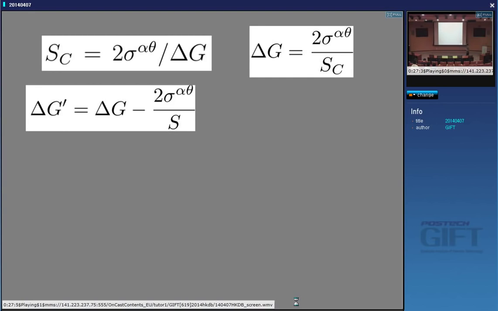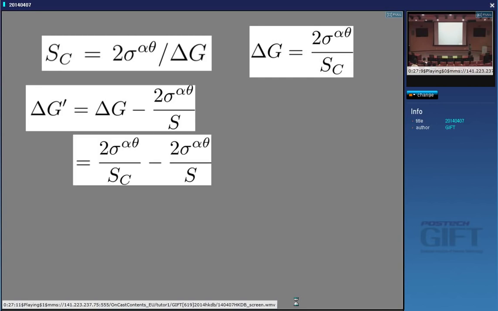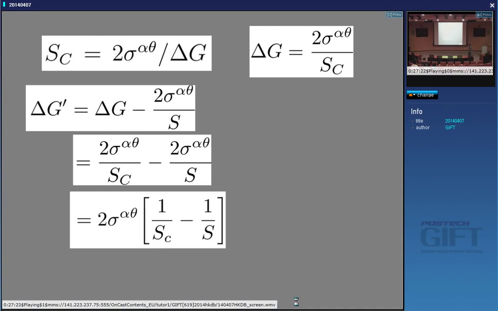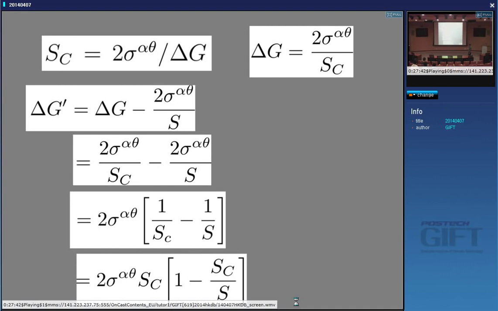Now I can replace delta G here by 2 sigma over S_C, which is done over here. So 2 sigma over S_C gives me delta G. And I'm just going to rearrange this to take the 2 sigma out common here. So the available free energy is 2 sigma, 1 upon S_C minus 1 upon S. And clearly, when S_C is equal to S, there is no free energy available for growth. Now, if I take S_C out common, then I have a term which is 1 minus S_C over S. When S_C is equal to S, again, the growth rate is 0 because there's no free energy available.